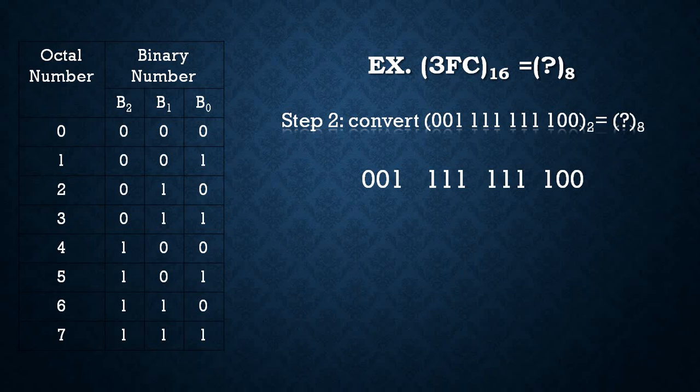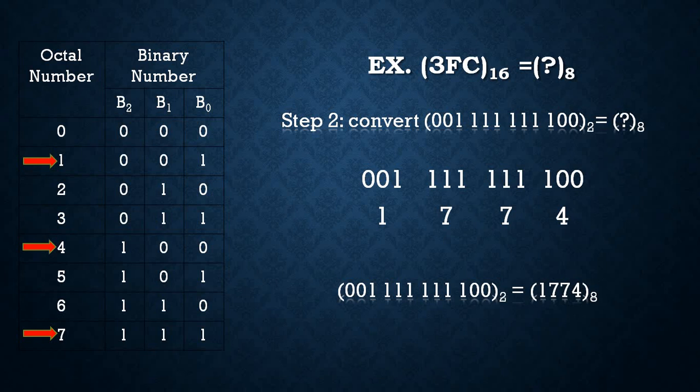We observe in the table that for 001 we get octal 1, we write here. For 111 we get octal 7, we write here. Again 111, so we get octal 7 and we write here. For 100 we get octal 4, we write here. Again, to write the result we combine all these octal digits as 1774 to the base 8. So in this way we convert 3FC to the base 16 into octal as 1774 to the base 8.